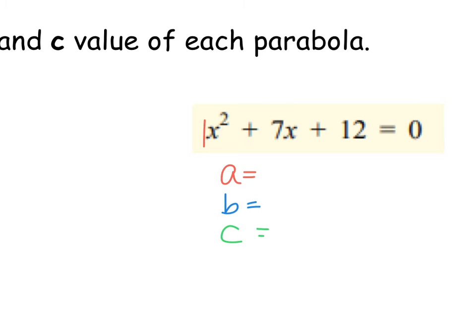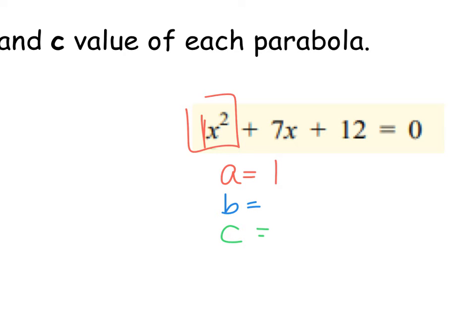So my a value is always the one that's first. It's always the number attached to my x squared term. And in this case, it's the 1 again. So my 1 is making an appearance. Didn't mean to put it in green. So in this case, a is positive 1.